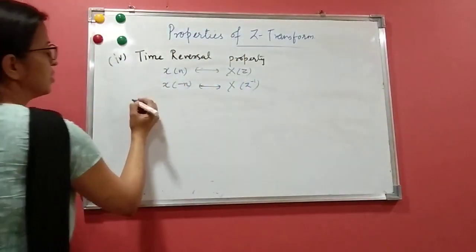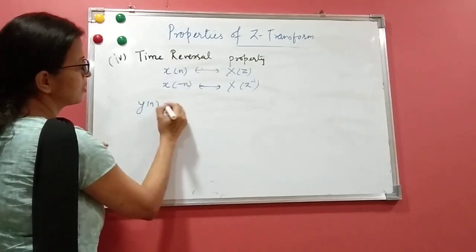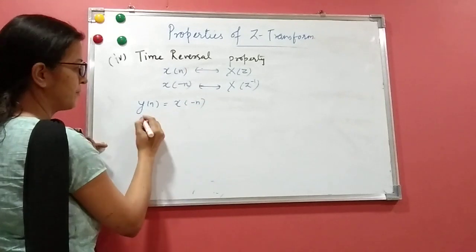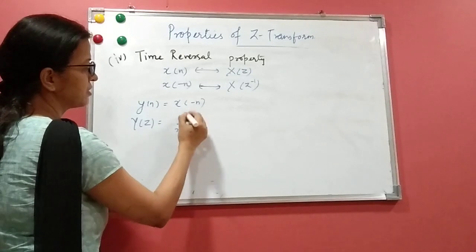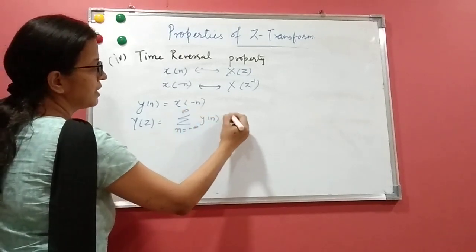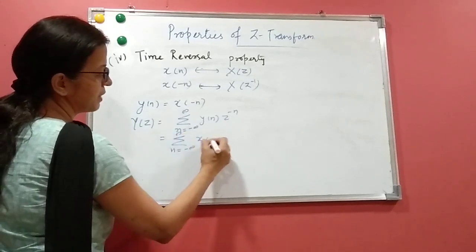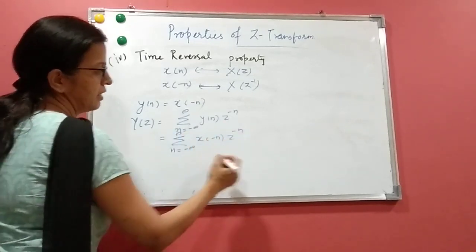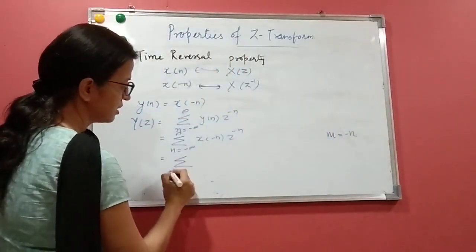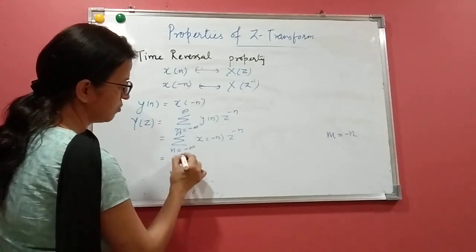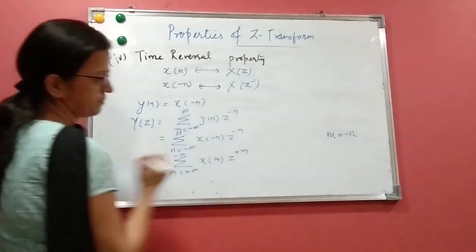Let us prove this. I'll take y of n equals x of minus n, as we are doing for all the properties. So what will be y of z? Y of z will be the summation n from minus infinity to infinity of y of n z raised to minus n. In place of y of n, I'll put x of minus n z raised to minus n. Now take the index m equals minus n. Now when n equals minus m, this becomes the summation m from plus infinity to minus infinity of x of m z raised to plus m.